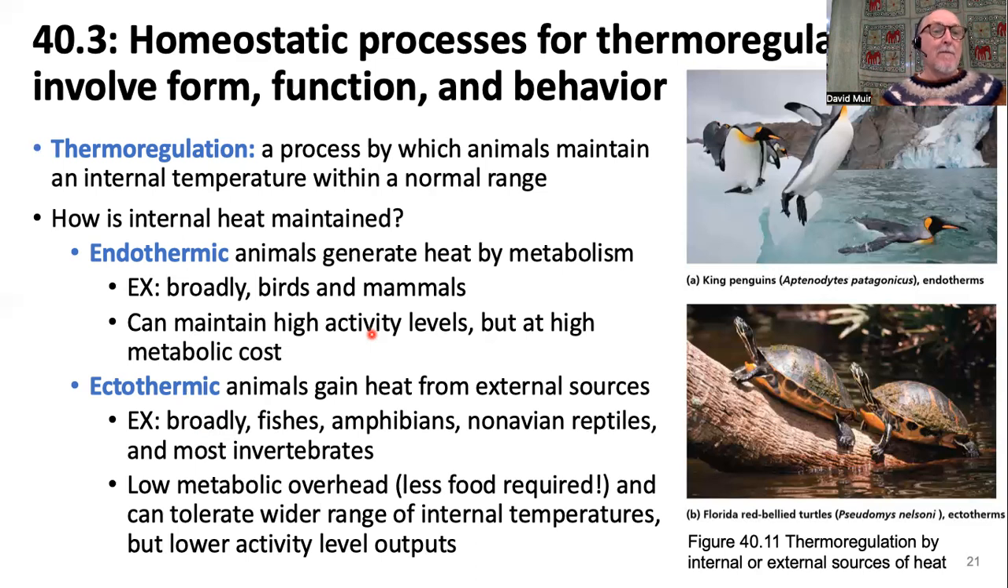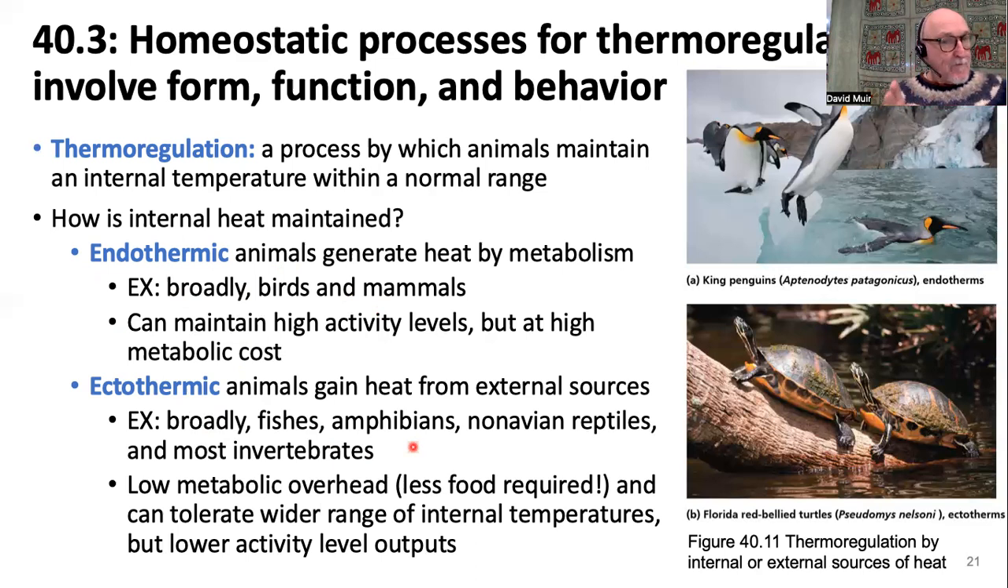Whereas an endothermic animal can move in many different environments and in many different environmental temperatures, but because they have those regulatory mechanisms, they keep a constant internal body temperature. There's a disadvantage, and that is that these systems of endothermy are actually metabolically very, very expensive. We are constantly burning energy to maintain our body temperature, whereas the ectothermic animals do not have to do so, and they have a very low metabolic overhead that they have to pay.